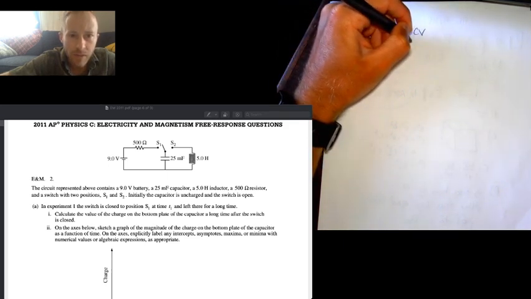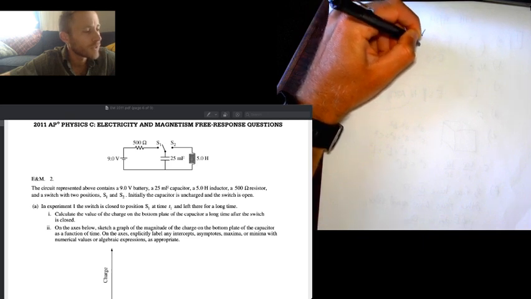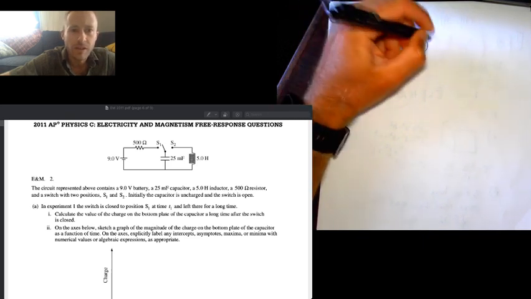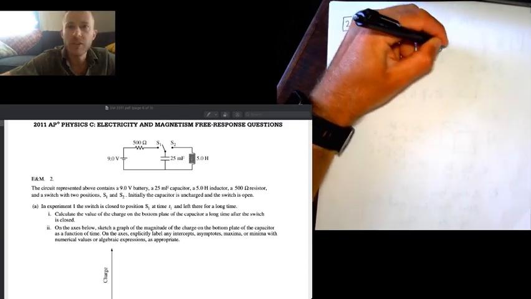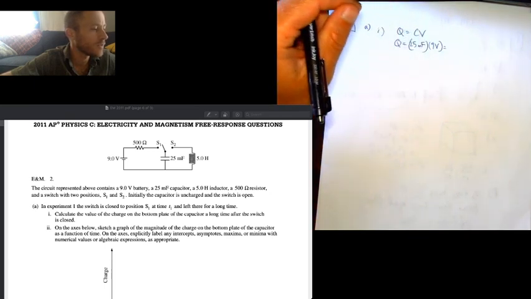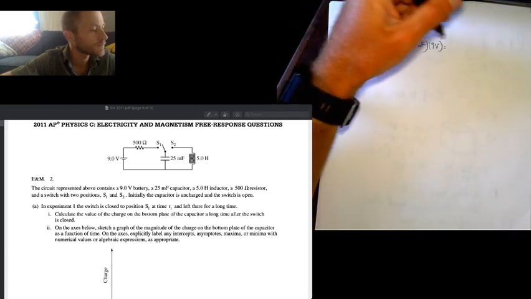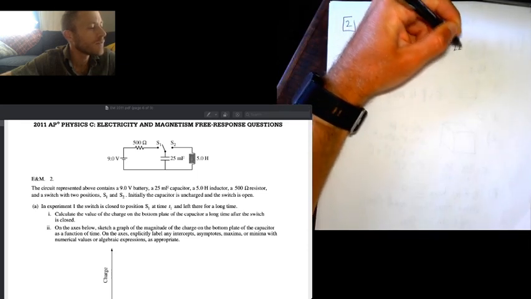the charge is going to be, the capacitance is 25 millifarads. That's a pretty big capacitance. And the voltage is 9 volts, so 25 times 9 is going to be what, 225? 225 millicoulombs.